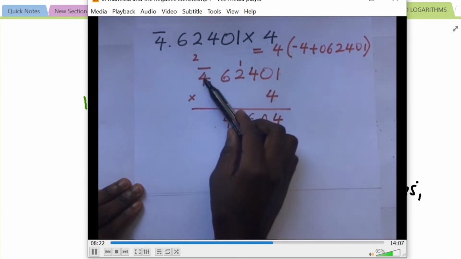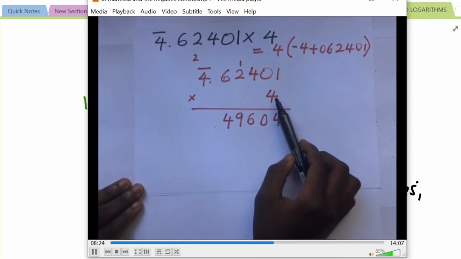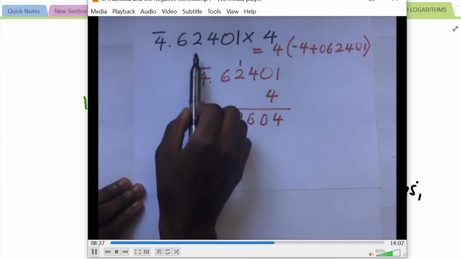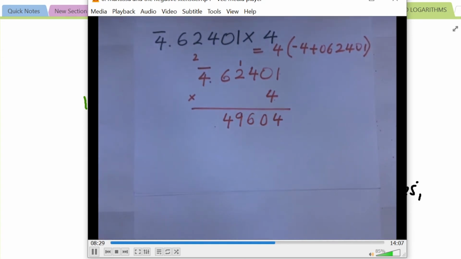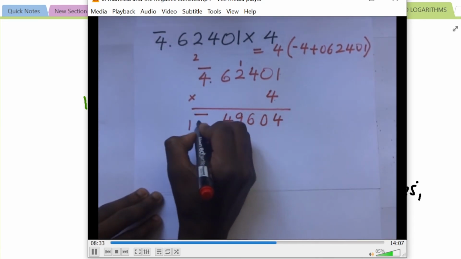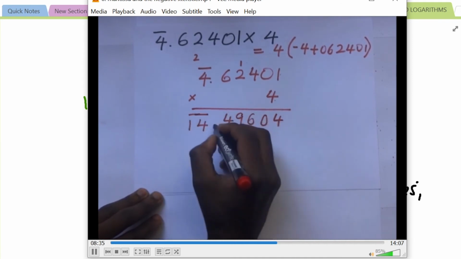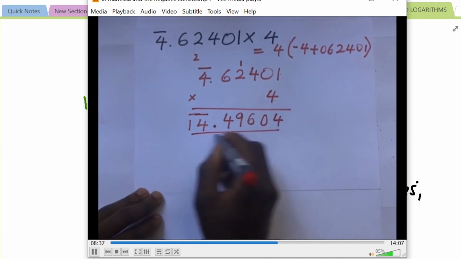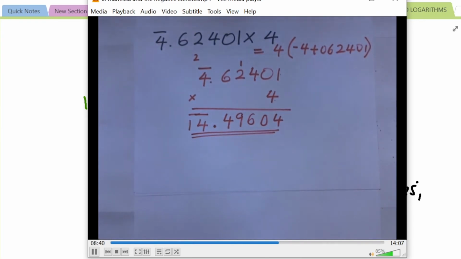So 4 times negative 4 is going to be negative 16. Negative 16 plus 2 is going to give us negative 14. So it becomes bar 14 point, like that. And that is how we multiply logarithms with negative characteristics.